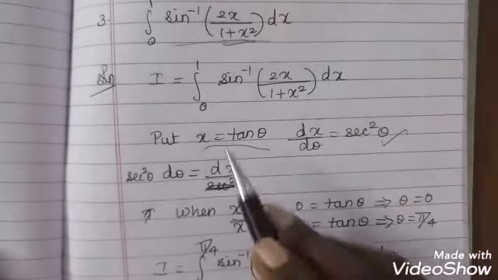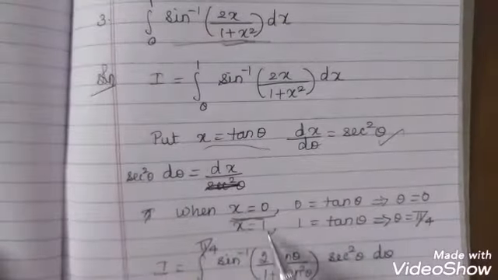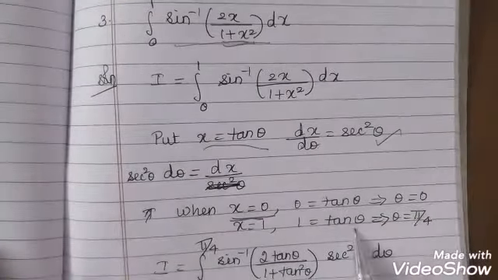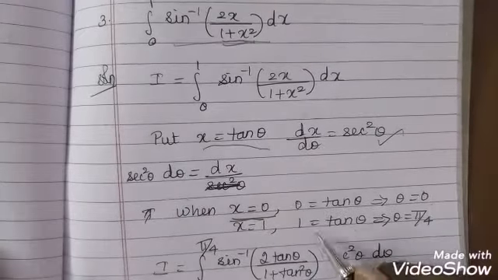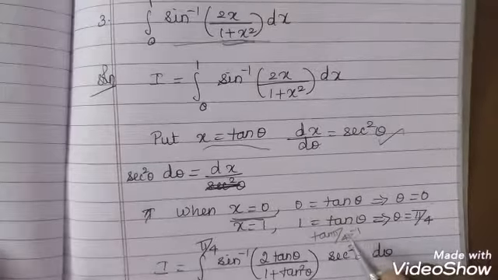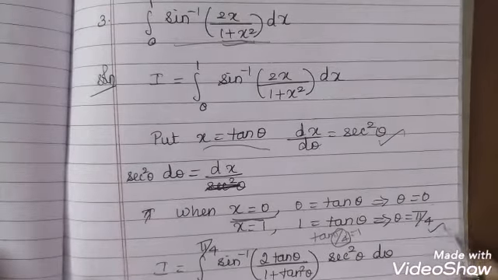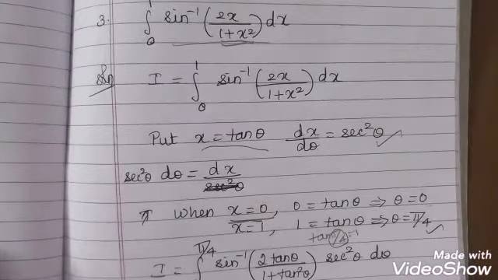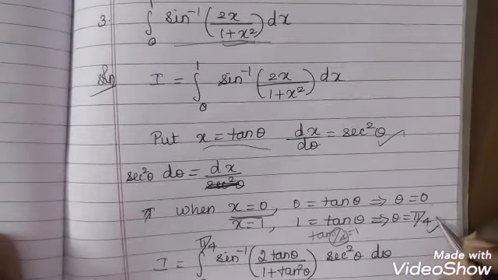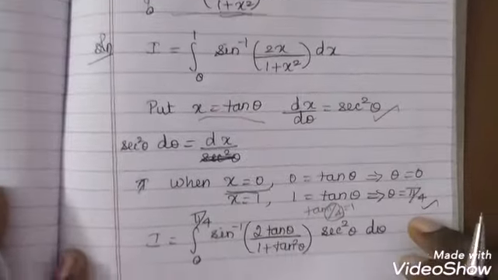Is it clear? Now the upper limit x is equal to 1. So when I put x is equal to 1, what will you get? 1 is equal to tan theta. So what will I have? Actually tan pi by 4 is equal to 1. So here what is your theta equal to? Theta is equal to pi by 4. This is what you have here. So what's the lower limit you get here? 0. What's the upper limit you have here? It's nothing but pi by 4.